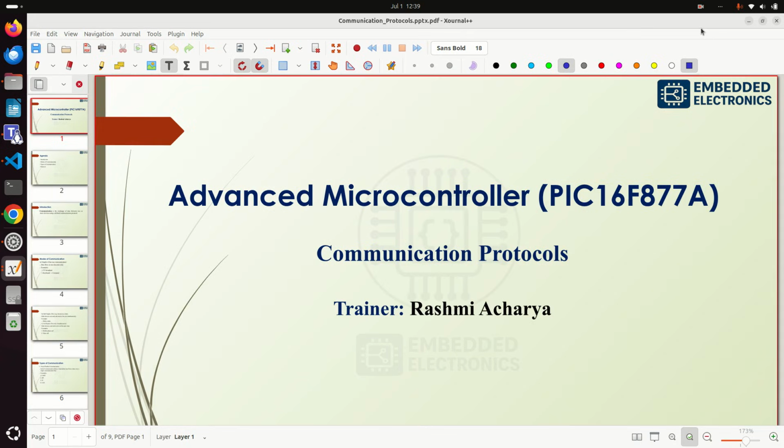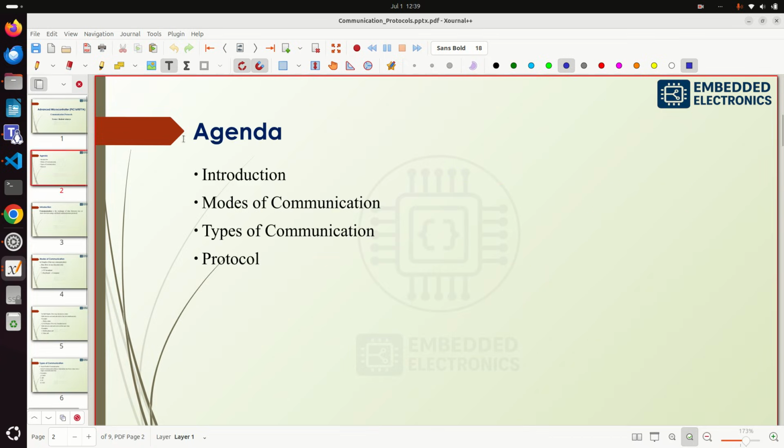Welcome back to the Advanced Microcontroller series. In today's session, let us discuss communication protocols. And here is the agenda: introduction, modes of communication, types of communication and protocol.